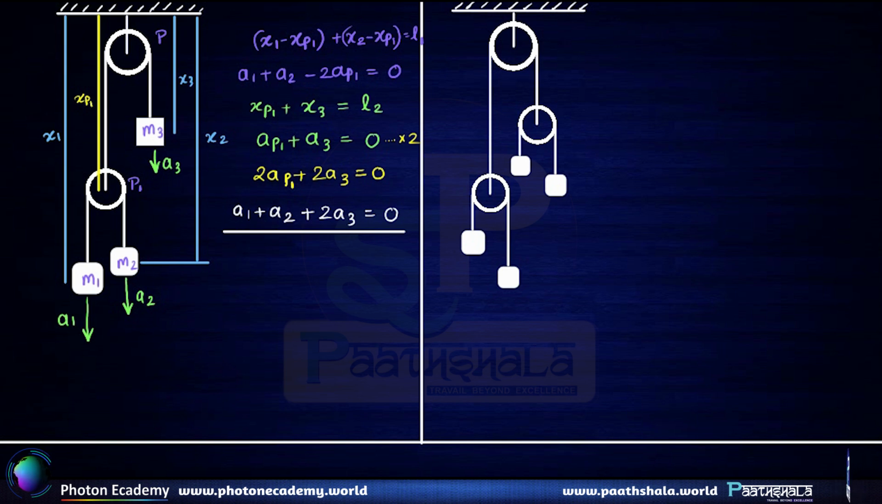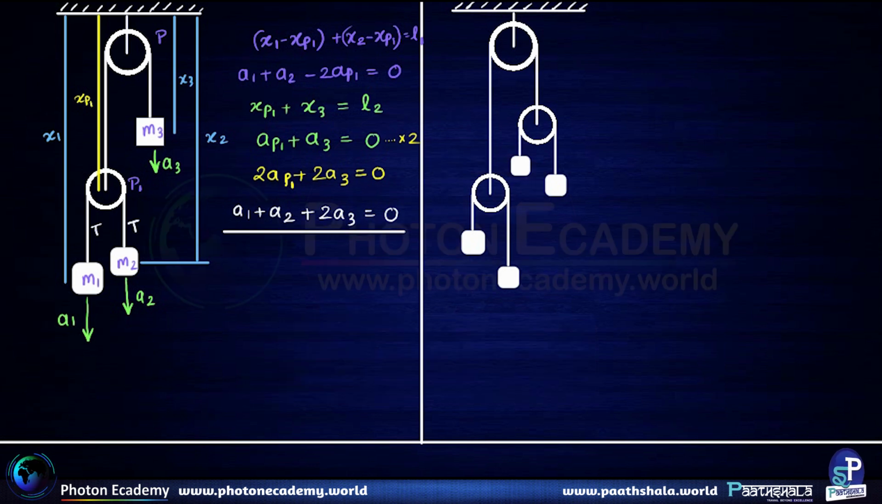The tension in the rope L1 is going to be T, and the tension in the rope L2 is going to be 2T, because the pulley P1 is massless. So a massless pulley has to have zero net force on it.